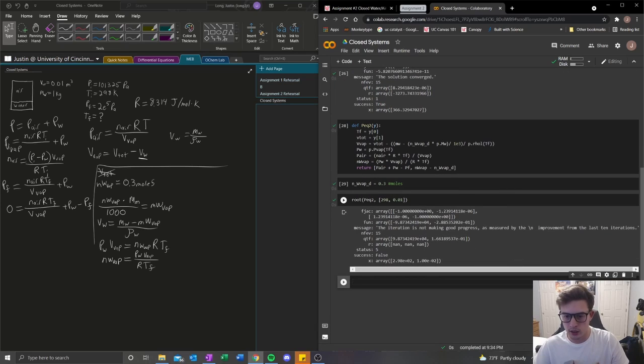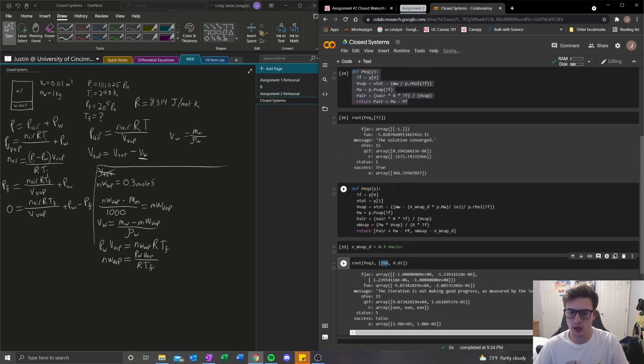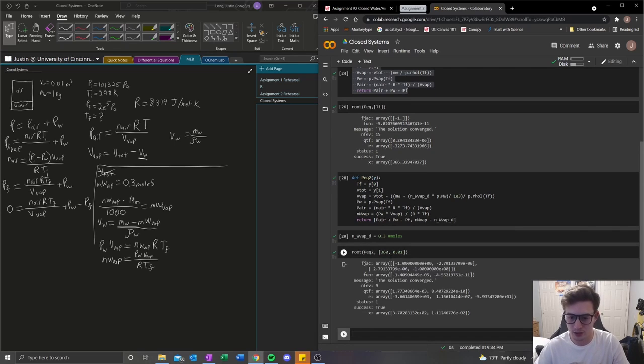So we see that the iteration didn't converge, it wasn't making good progress, so one of our initial guesses was wrong. I'm pretty confident about the volume staying the same, because the volume of the container isn't going to change. So that means our final temperature guess was wrong. We saw that the first time it was 366, so we'll give it a better guess of closer to 360 and run it again.